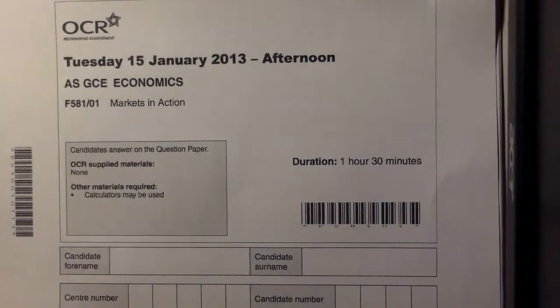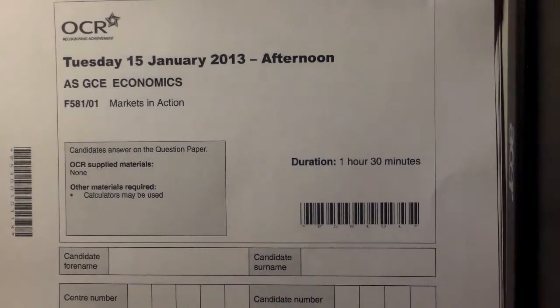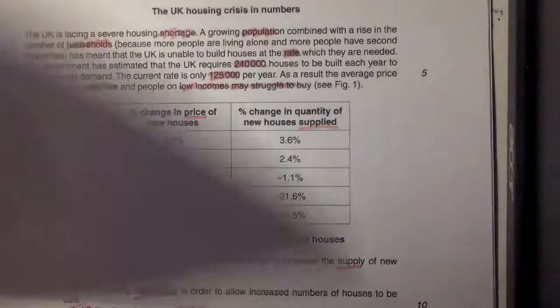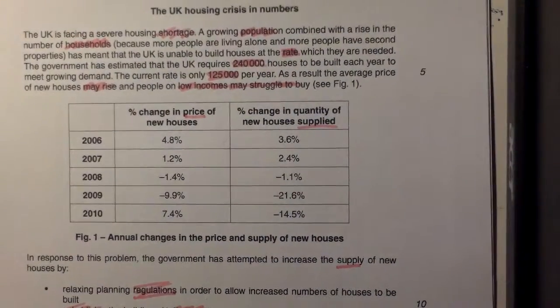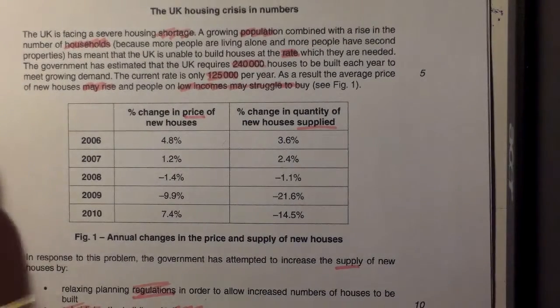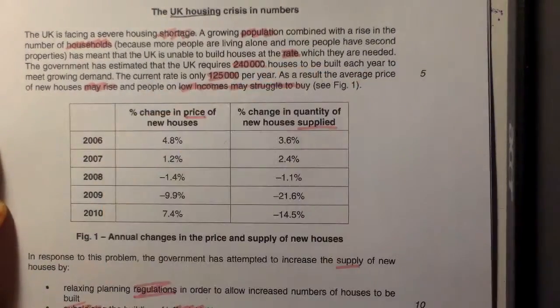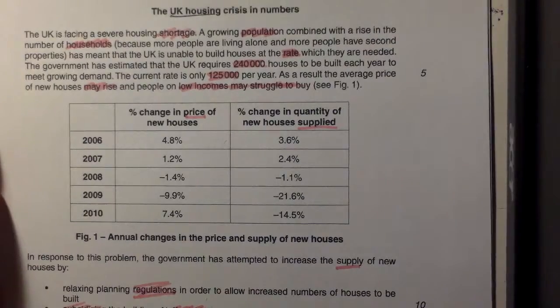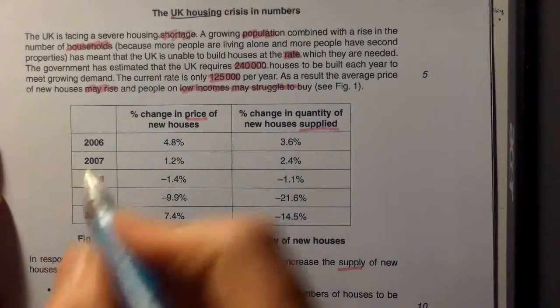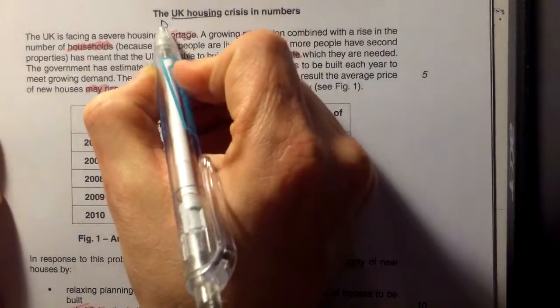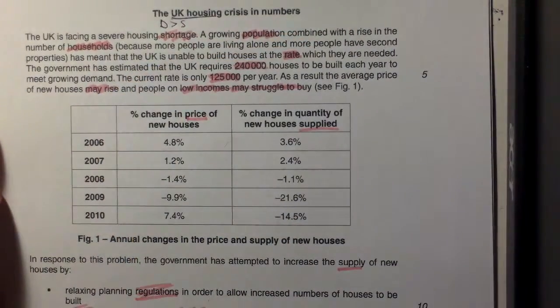Okay students, this is the January 2013 F581 paper. The case study is looking at the UK housing crisis in numbers. So you know it's the UK housing market. It starts with saying the UK is facing a severe housing shortage. So you know that demand is greater than supply in this market.